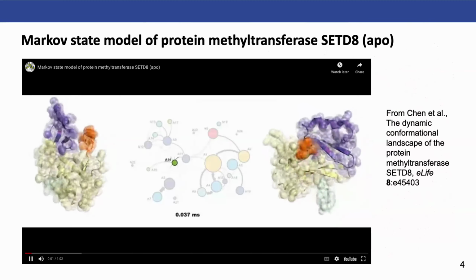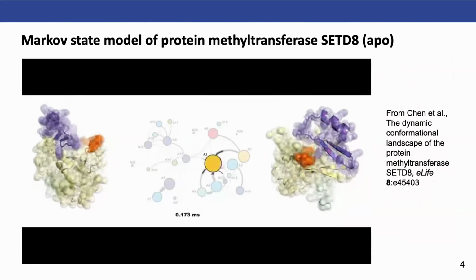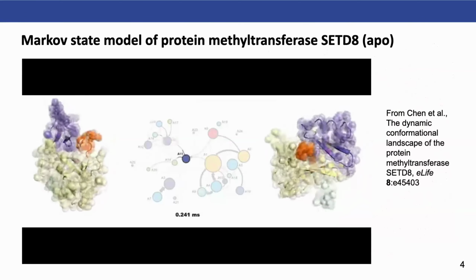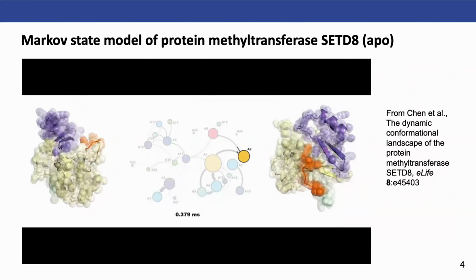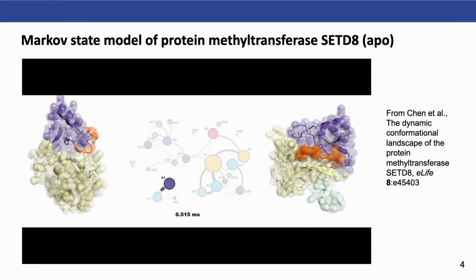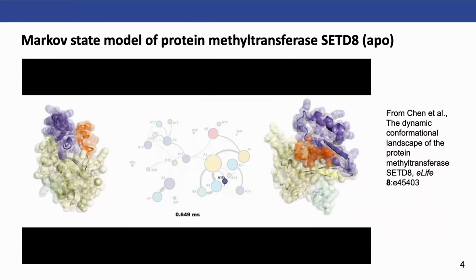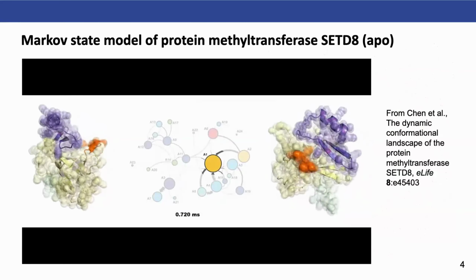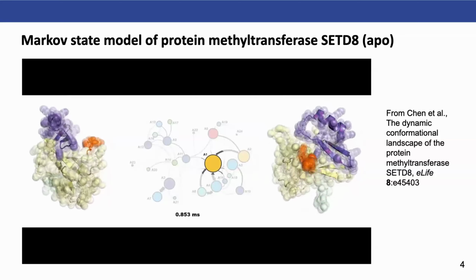As an example, this isn't my work, this is from John Coder's group. You can simulate this protein, and the simulation time is on the bottom. This was a fairly long simulation, approaching a millisecond. And from this, you could, for example, form a Markov state model, which shows the transitions between different conformations, and you can obtain transition times.